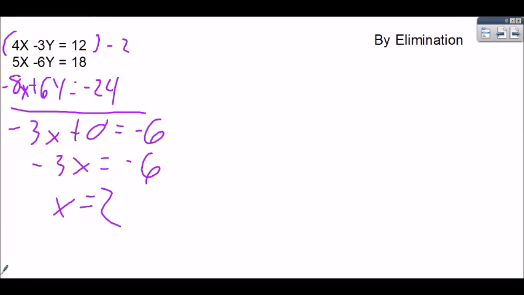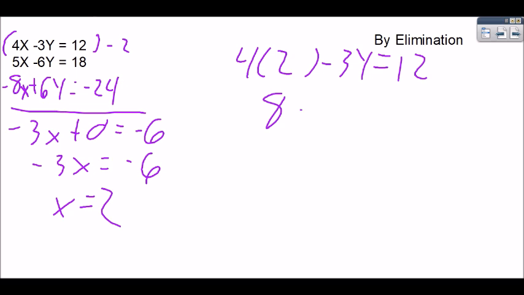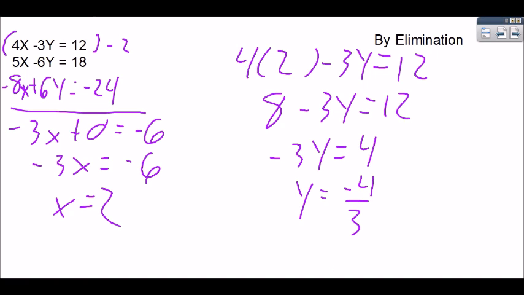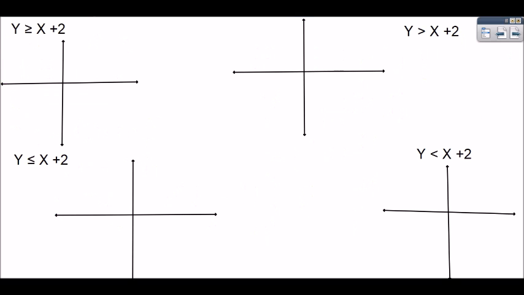Now that I have x is equal to 2, I'm going to go back to my original, plug it in for x, and solve for y. And again, elimination is super useful, as we got a nasty fraction that in graphing would have been hard to see. So where did these two lines cross? It's at 2, -4/3.